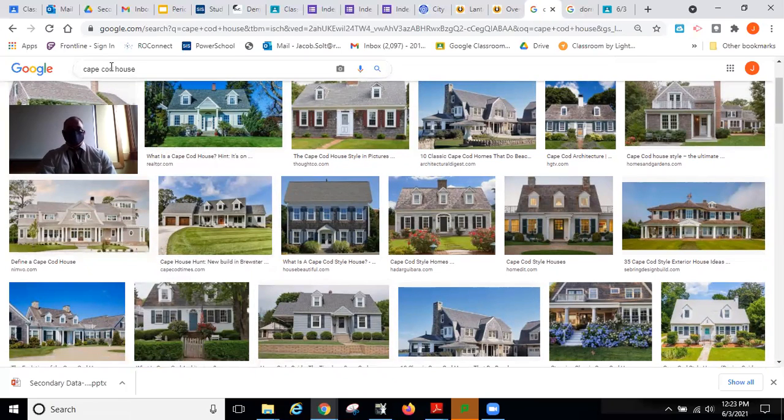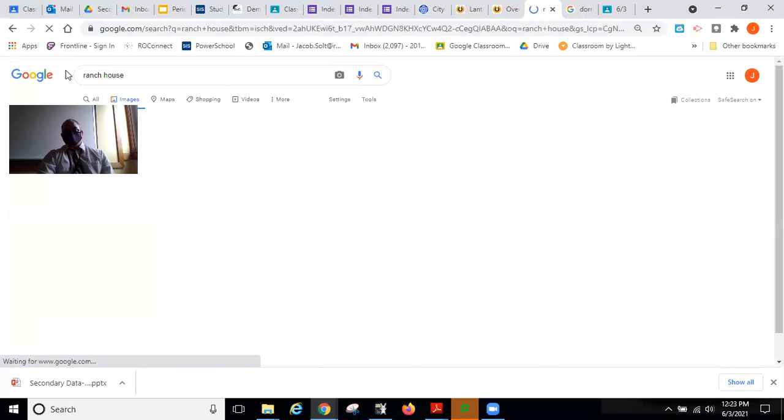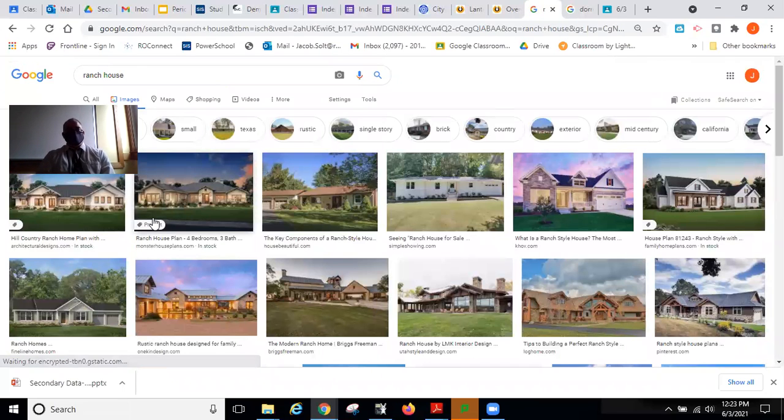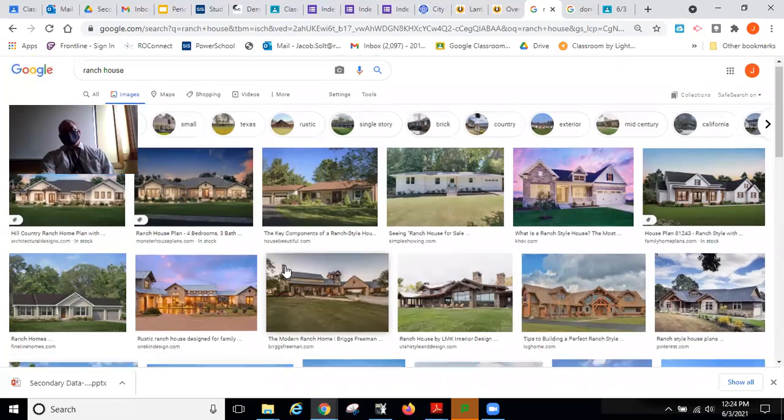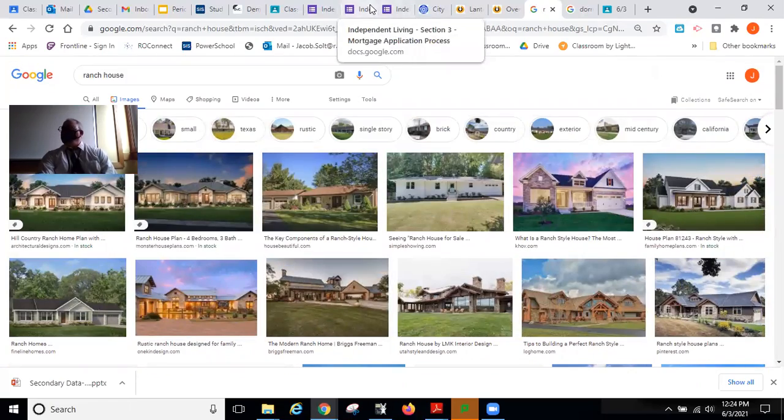And then there are other things like ranches. Ranches are very popular. Let me show you what a ranch house looks like. It's a long house, usually 1 story. Sometimes there's a second story with a sloped roof, but these are ranches. So there are different styles of homes with different names.